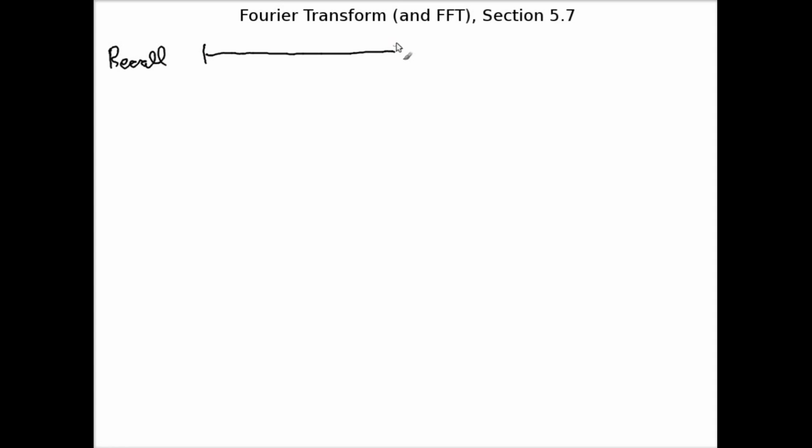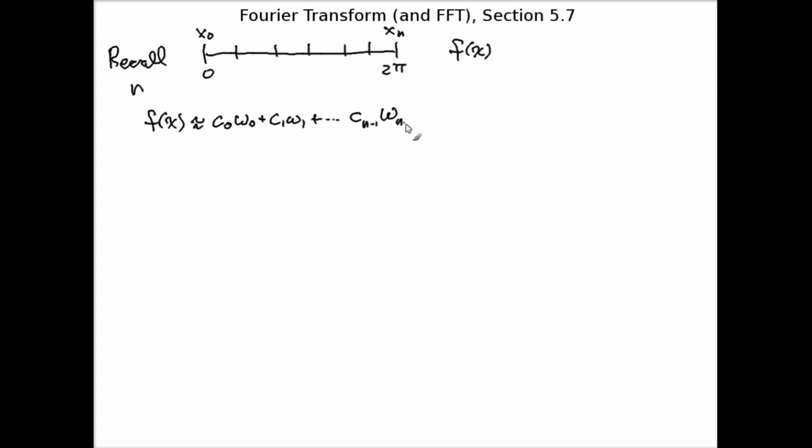We were talking about the interval from 0 to 2 pi, and we picked some integer n, and we broke this up to the points x0 through xn. And we had some function f of x, and we wanted to write f of x is approximately c0 omega 0 plus c1 omega 1 plus dot dot dot c n minus 1 omega n minus 1, where omega k of x was the function e to the i k x.